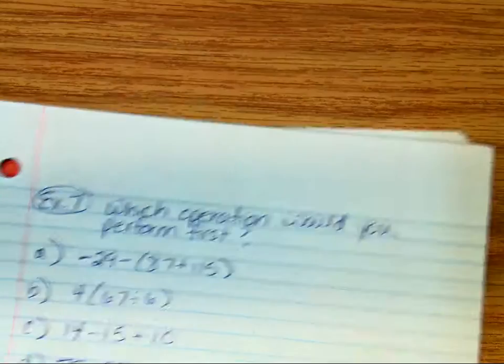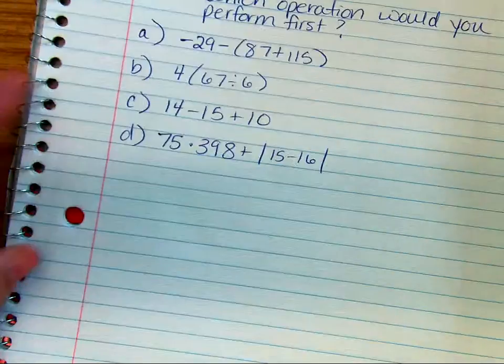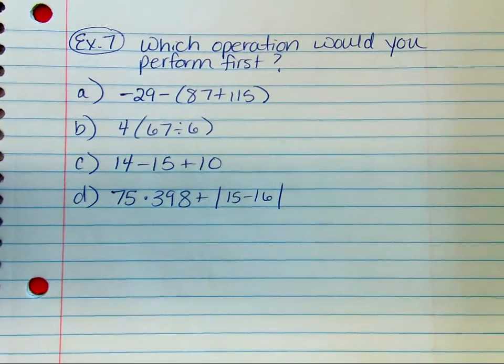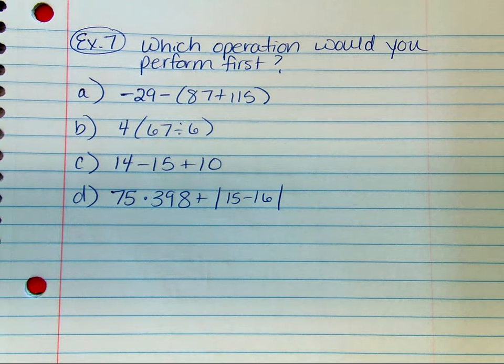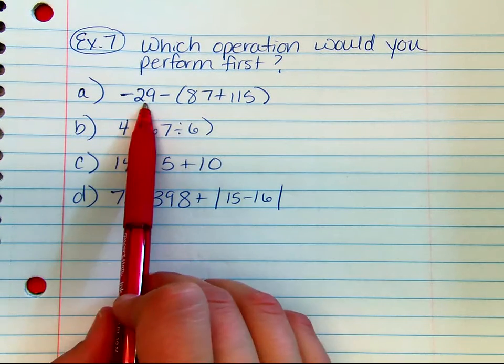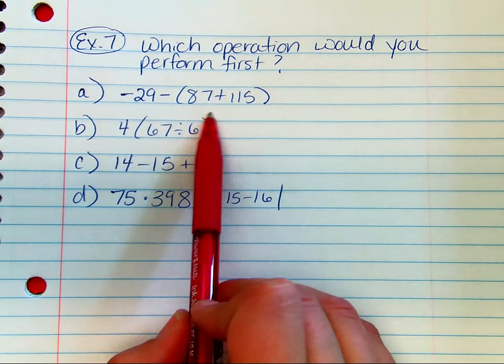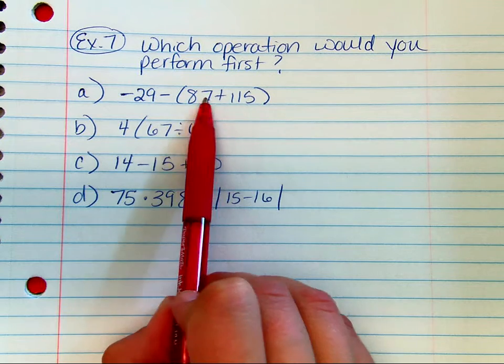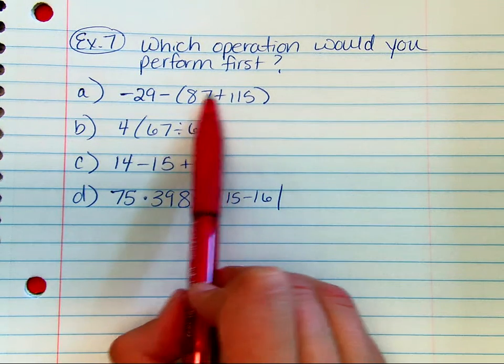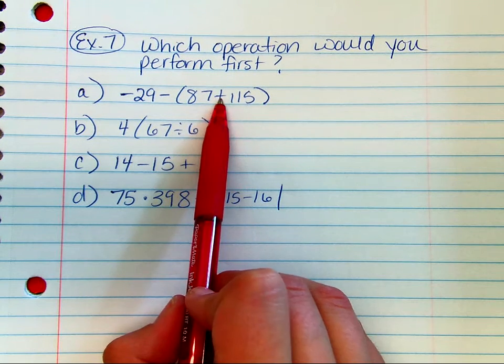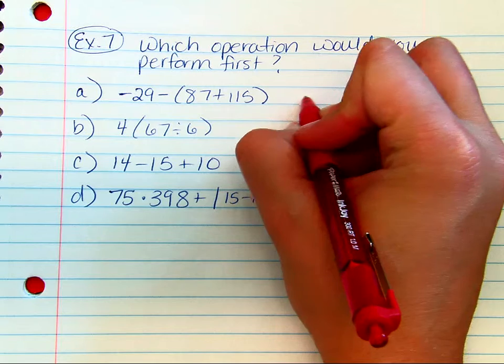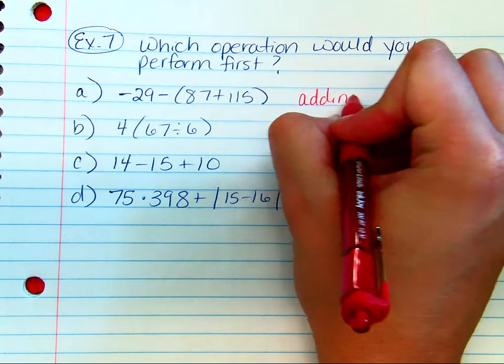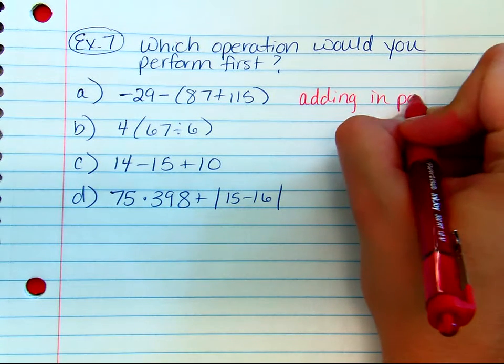All right, moving on to our last type of example. Example 7 says, which operation would you perform first? So these ones you don't actually need to solve anything. We're just looking for which operation would we do first. So for part A, where would I start? Well, I've got parentheses, so the first thing I would do is work with the parentheses. So I'd add these two numbers inside the parentheses. So the first operation would be adding in parentheses.